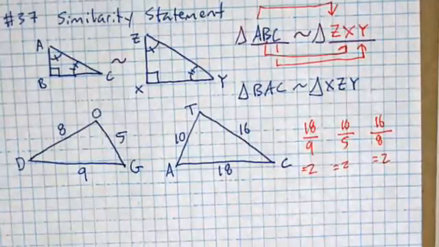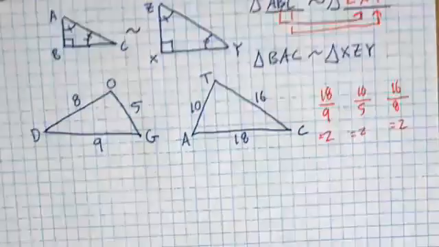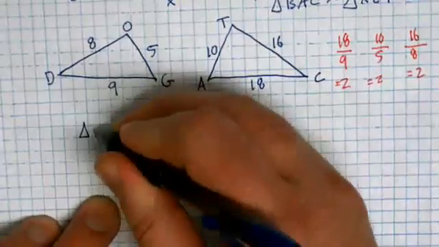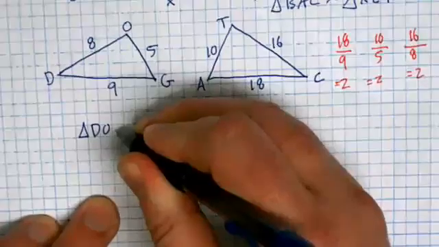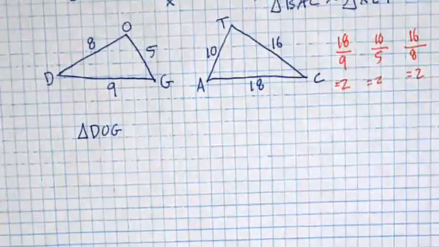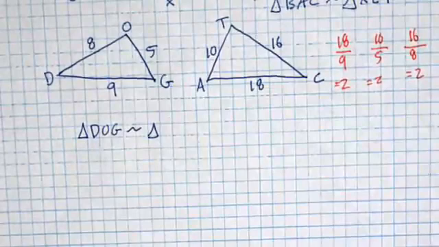So it's time to write ourselves a similarity statement. So you guys ready? This is where it gets tricky. Remember, this is an easy concept, but it's easy to make mistakes. I'm going to call this first one triangle dog, right? Why don't we try it? Triangle dog is similar to triangle. All right, now this gets tricky. Be careful.